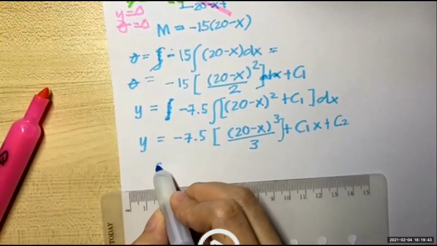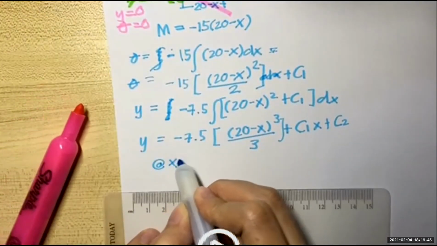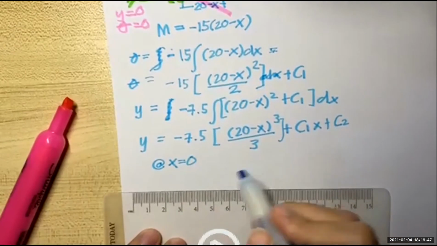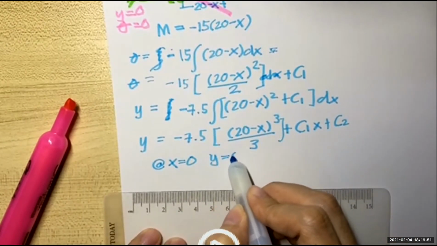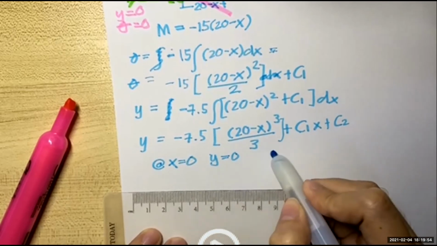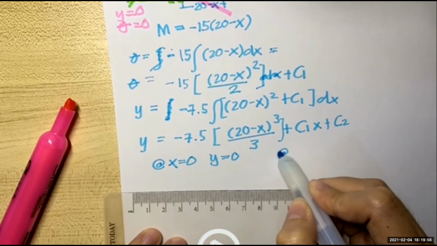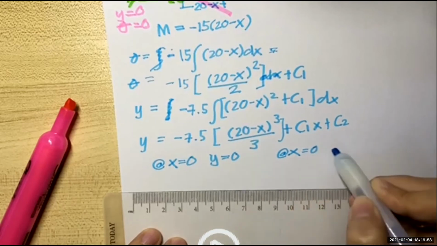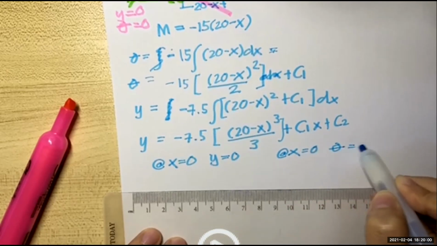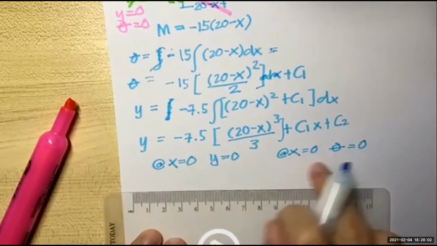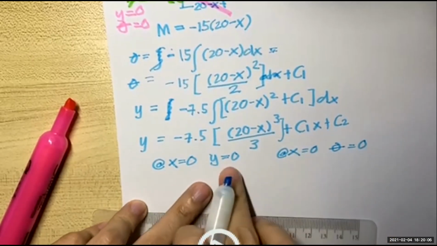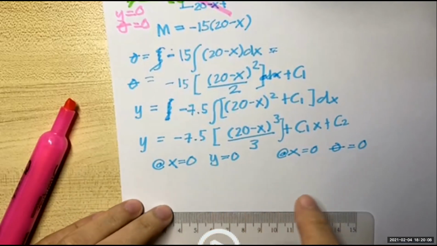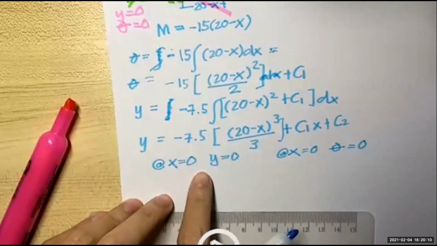At x is equal to 0, your y is equal to 0. And then at x is equal to 0, your slope is also equal to 0. So, we will use these two equations to get your C1 and C2.